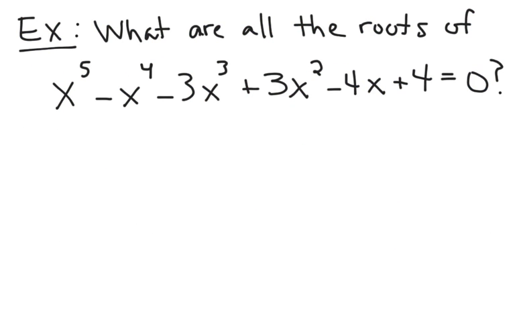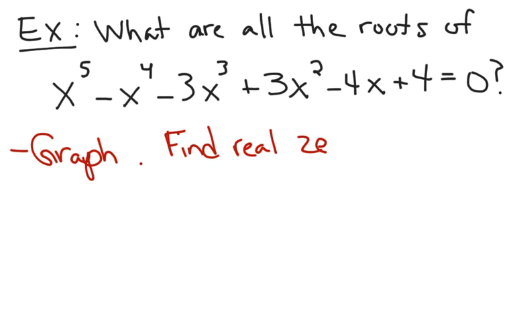So let's do an example of finding all of the roots of a polynomial. In order to find all the roots of x to the 5th minus x to the 4th minus 3x cubed plus 3x squared minus 4x plus 4 equals 0, we need to start by graphing it in our calculator. After we graph it, we want to find the real zeros. Where does the graph hit the x-axis? Well, you're going to notice after you're done graphing it that it hits at negative 2. It hits at positive 1 and positive 2.